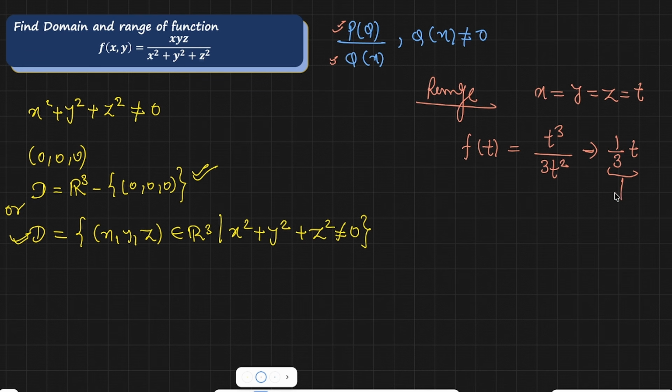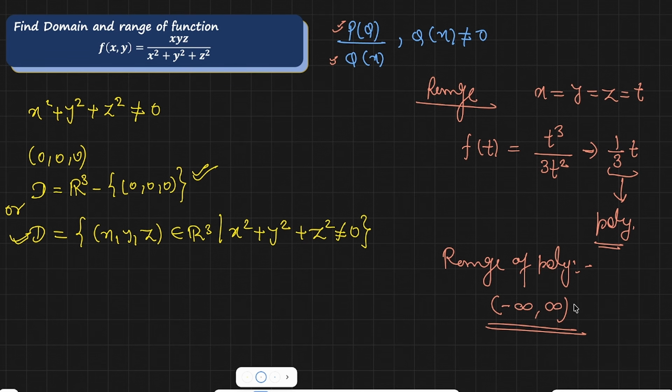So what is this? This is a polynomial function, and you know the range of a polynomial function. The range of a polynomial function is always minus infinity to infinity. There is nothing which your polynomial function will not get. So it will get each and every value from this. So this is your domain and this is your range. You can convert to a function of one variable and then you can check the range for this function. This is very easy to understand. Okay, this is how we can solve the problems related to the domain and range of a function of two variables.